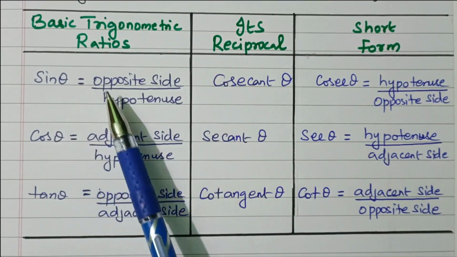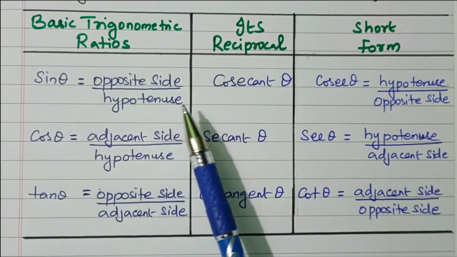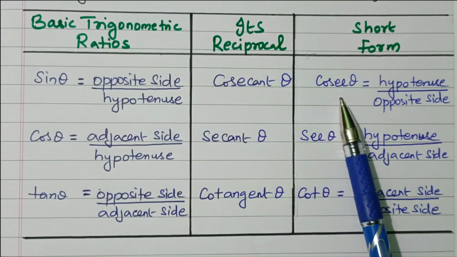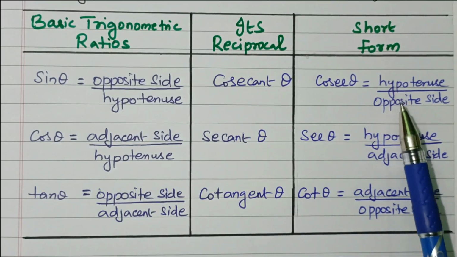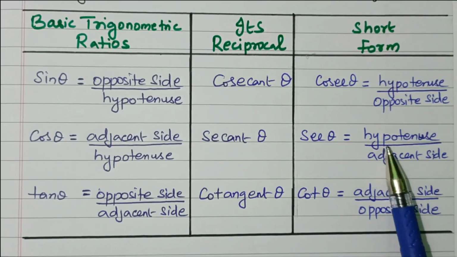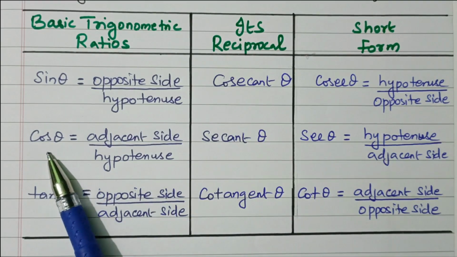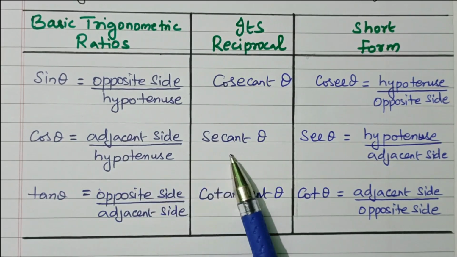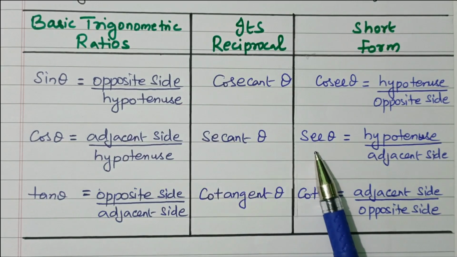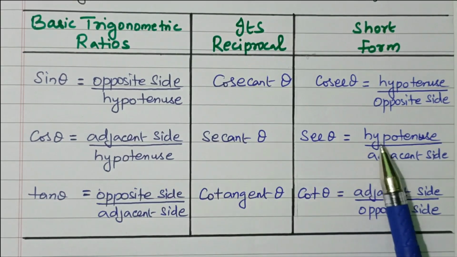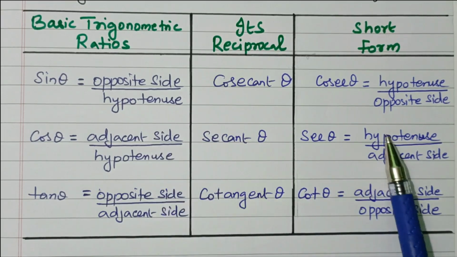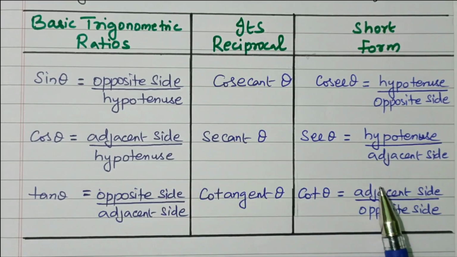Sin theta is opposite side by hypotenuse. Its reciprocal is cosecant theta, which is hypotenuse divided by opposite side. The next one is cos theta. Cos theta, we know, is adjacent side by hypotenuse. Its reciprocal is secant theta, shortly named sec theta. That is hypotenuse divided by adjacent side. Here it is adjacent by hypotenuse, whereas the reciprocal is hypotenuse divided by adjacent side.